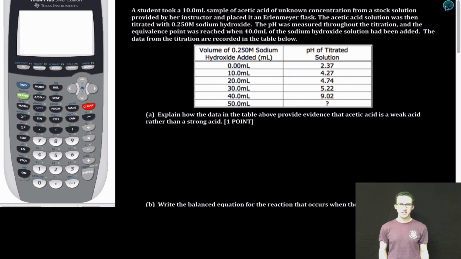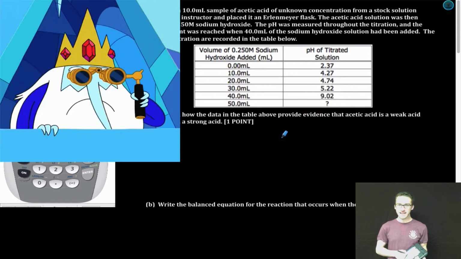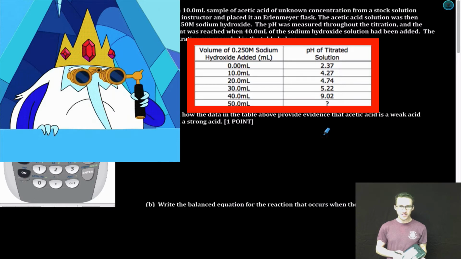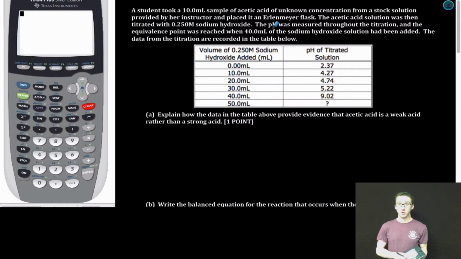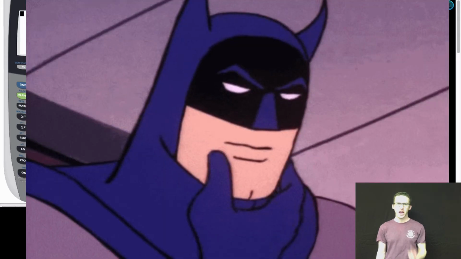Part A. Explain how the data in the table above provide evidence that acetic acid is a weak acid rather than a strong acid. Well, let's take a minute to peruse the data in the table. We are told that the equivalence point occurs when 40 mL of the sodium hydroxide is added. As I check my data table, the pH at the equivalence point is 9.02.